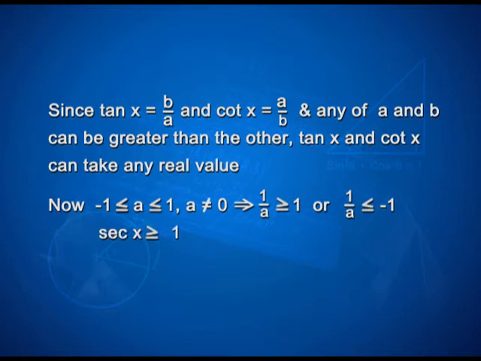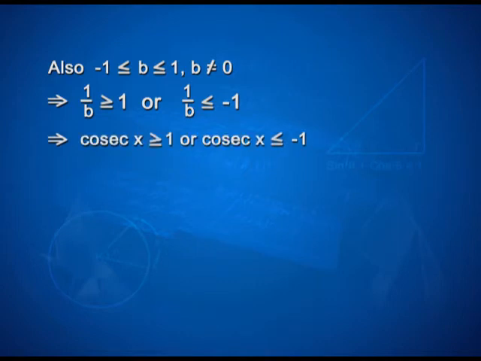That implies sec x is greater than or equal to 1, or sec x is less than or equal to minus 1. Also, minus 1 is less than or equal to b, less than or equal to 1, where b is not equal to 0, 1 upon b is greater than or equal to 1, or 1 upon b is less than or equal to minus 1.